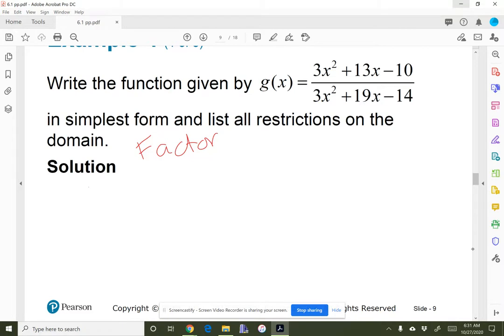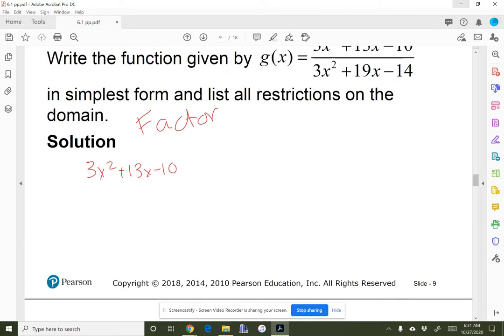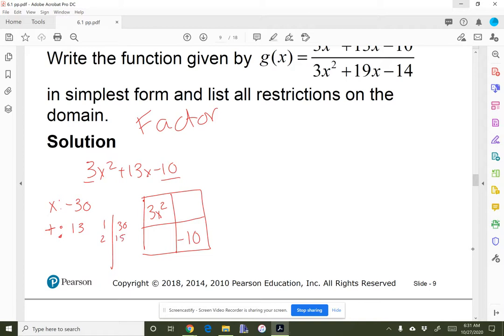So if I'm going to factor the top, 3x squared plus 13x minus 10, I'm going to do box method because that's what I teach all my little babies. Box method tells me I need to put the first term here and the last term here. And then I need to find numbers that multiply to a times c, so negative 30, because that's 3 and negative 10, and add to 13. And I make my little ones write out the list for 30. So it would be 1 and 30, 2 and 15, 3 and 10, and 5 and 6.